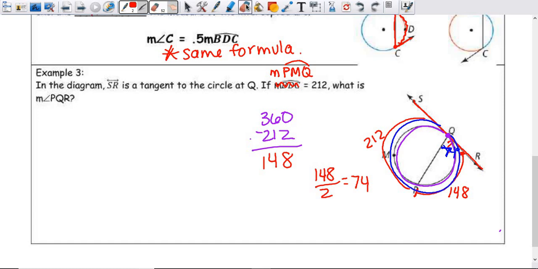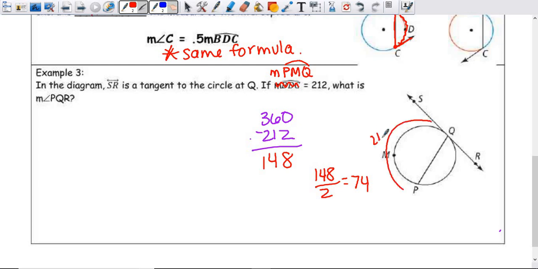Now, the other way you could have done this is this. So you still know PMQ is 212. You are still trying to find this. Well, you could take half of 212, which will be 106 right here. And now on a straight tangent line, you have 180 total degrees. So 180 minus 106 is also going to be 74 for that missing angle.